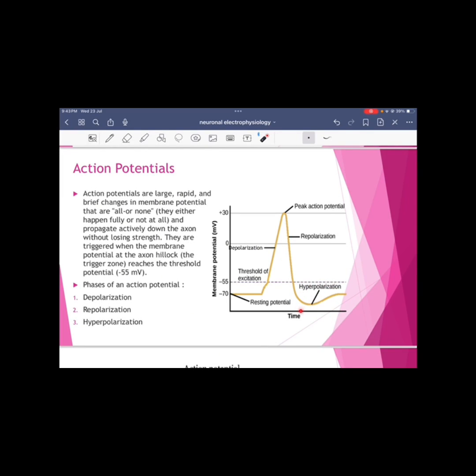The neuron slightly overshoots its resting state. So we can see that its resting state is -70, but during hyperpolarization, we can see that it became more negative at around -90. Why? Because potassium channels are a bit slow to close. So too much potassium leaves, making the inside even more negative than before.